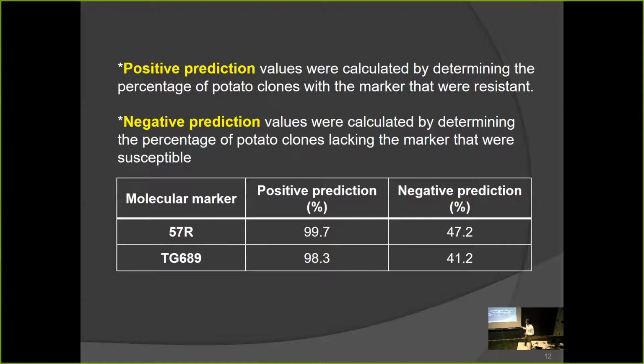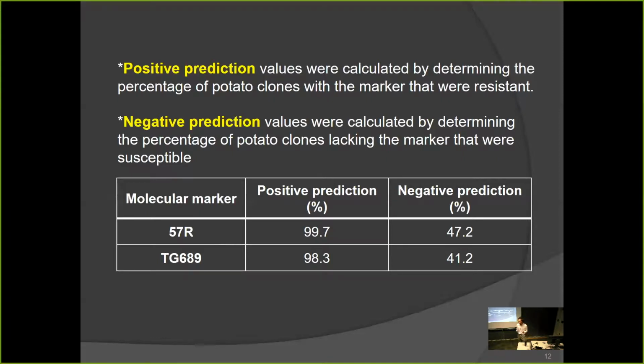So as you can see in this table, both markers work really well, especially for positive prediction. This means once you see a positive response from the PCR test, the clone has a really high chance to have the H1 gene in it. On the other hand, negative prediction was much lower. However, this cannot be a big problem for breeding purposes because potato breeders are just focusing on selecting resistant clones. We are not interested in selecting susceptible clones.